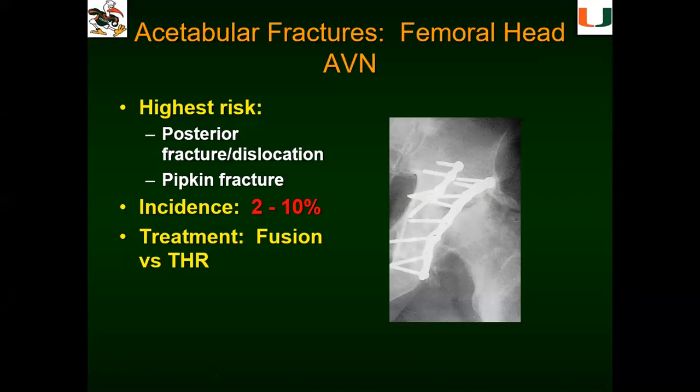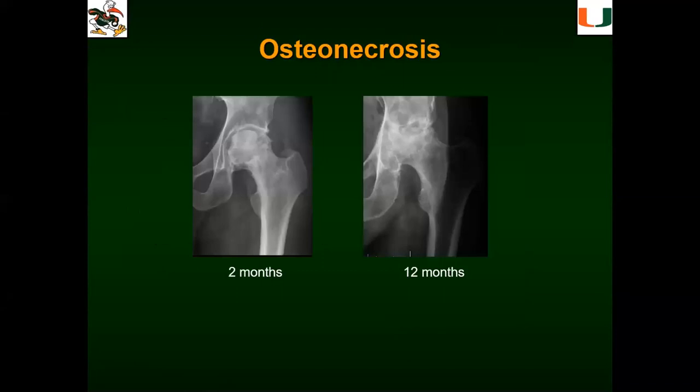So again, the highest risk of AVN are the posterior fracture dislocations, where the femoral head remains out for a longer period of time and you have disruption to the artery of the femoral head through the ligamentum teres femoris. Also, if you have concomitant femoral head fractures, the so-called Pipkin fractures. And the treatment for this obviously would be a revision.